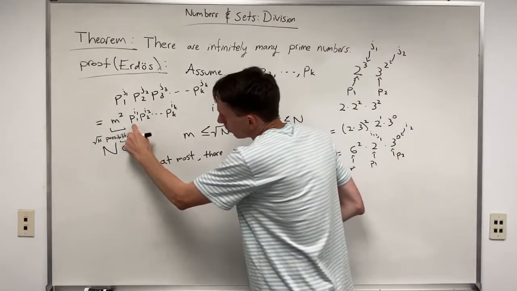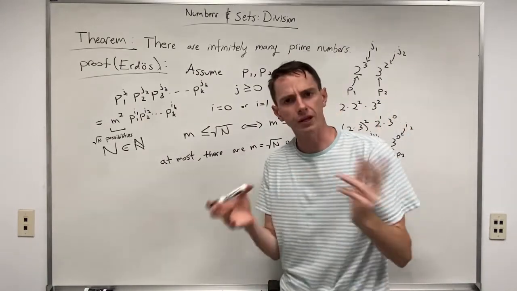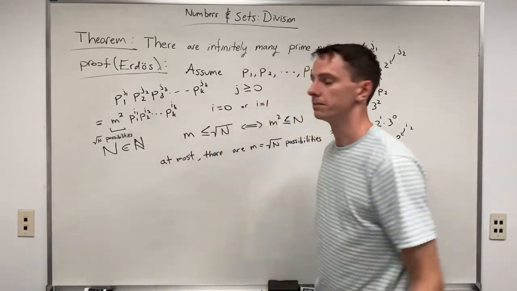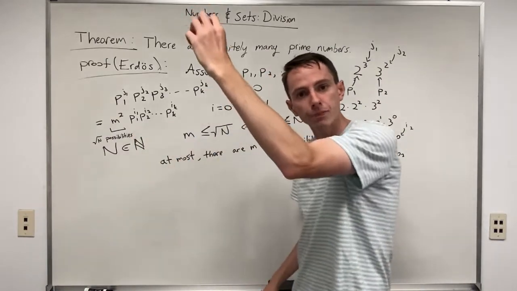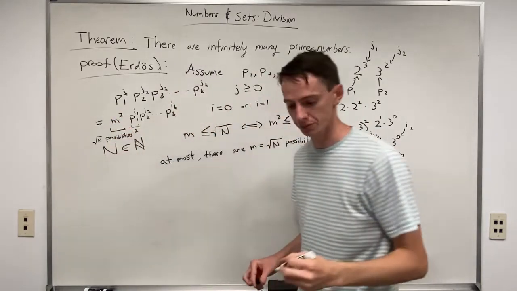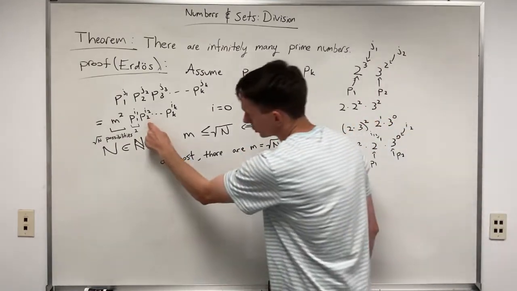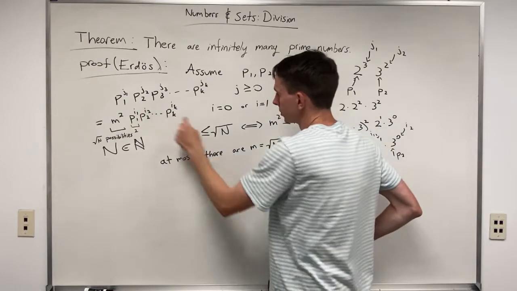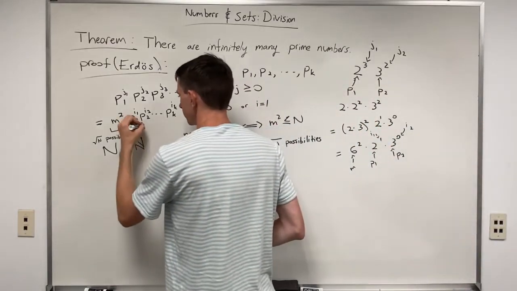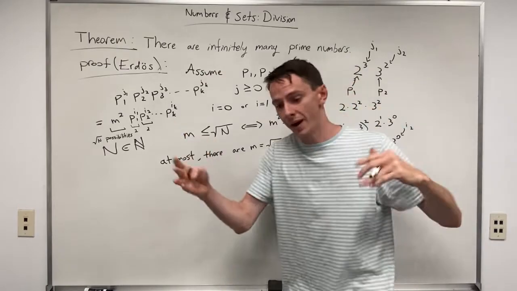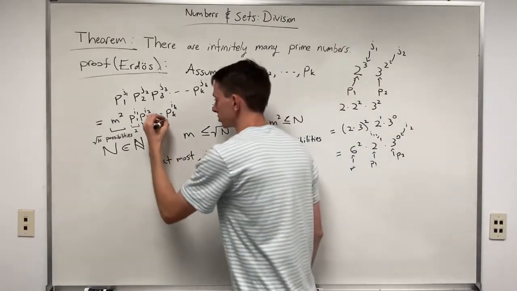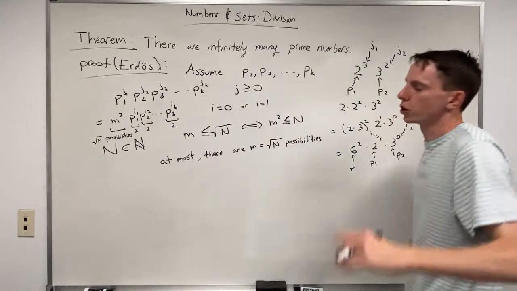So starting off with p1 to the i1, hopefully it makes sense that there are going to be two possibilities. Either i1 equals 0 or i1 equals 1. So the two possibilities are p1 to the 0th power or p1 to the first power. Let's move on to the next one. For p2, same idea, right? Since i2 can only take on 0 or 1, this is either going to be p2 raised to the 0th power or to the first power. So there are two possibilities from here. And hopefully we see the pattern, right? For each of these k different prime numbers, there are going to be two possibilities.